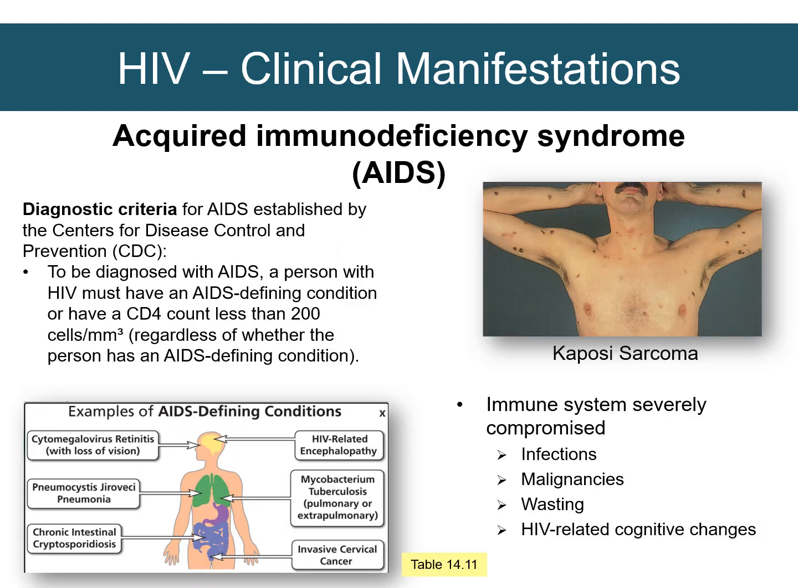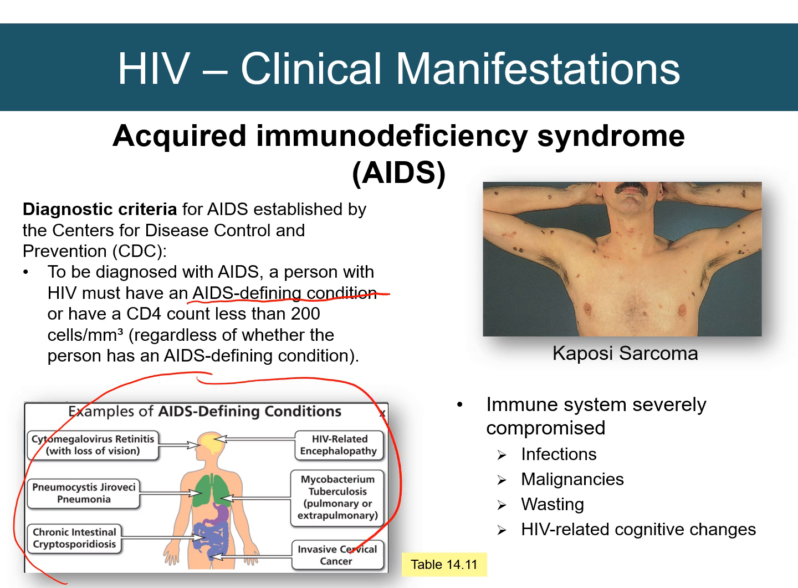So AIDS, what is the definition of AIDS? We follow the CDC guidelines on what we consider AIDS. AIDS is going to be a person who has HIV and an AIDS defining condition. There are lots of different AIDS defining conditions in this box. This is all you need to know for this class.